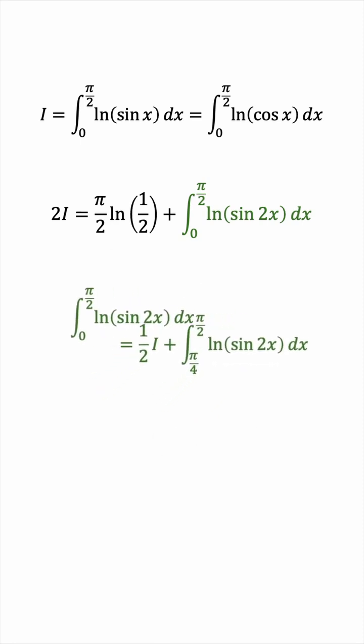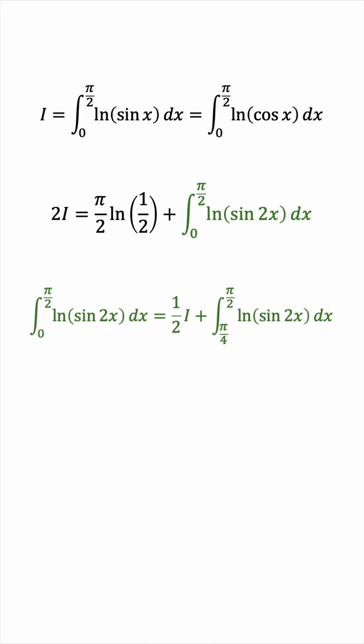Now, this second integral is a little bit trickier because the lower bound is pi over 4, not 0. So how can we use a similar substitution in hopes of rewriting this integral in terms of I as well? A creative idea would be to subtract pi over 4 first to make the lower bound 0, and then multiply by 2 to make the upper bound pi over 2 again. So again, subtract pi over 4 and then multiply by 2.